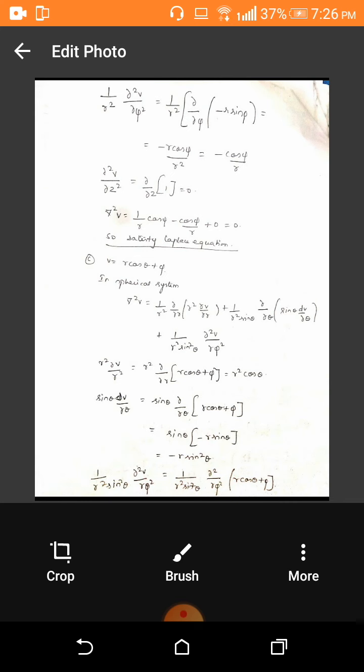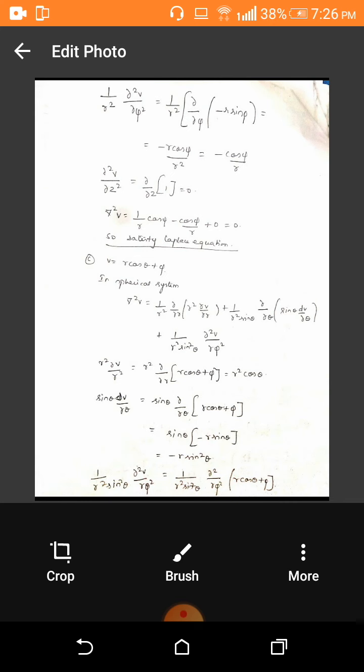And next what you are going to do? You are going to find the expression for sin theta dou V by dou theta. So sin theta written is like that, dou by dou theta into your V expression. V expression is nothing but r cos theta plus phi. So your sin theta remains the same. You are going to differentiate this particular expression within the bracket with respect to theta. So with respect to theta it will be changed as minus r sin theta. So your final expression becomes minus r sin square theta.